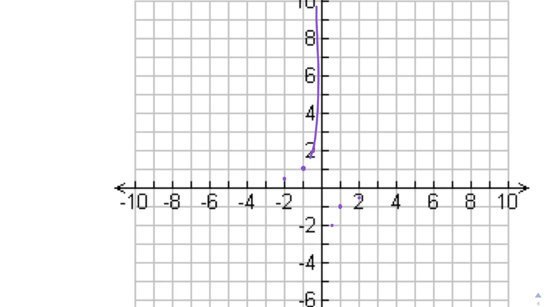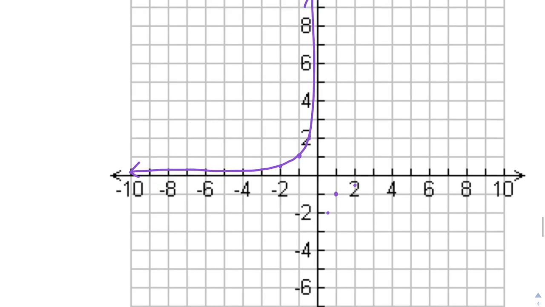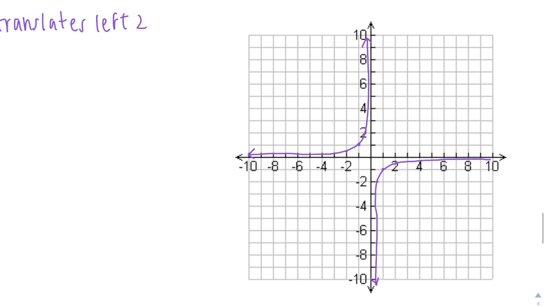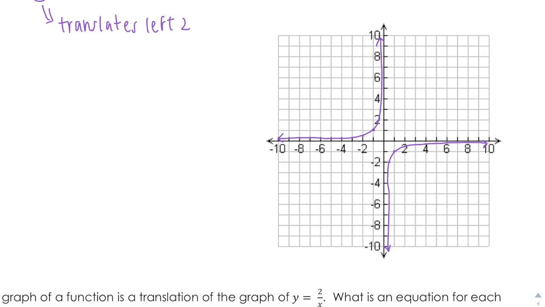I don't need to have a million points. Just a couple gives me a good idea. Remember, asymptote means it gets really close, and sometimes my graphs will kind of curve a little bit, but just know in theory it's getting closer and closer and closer, but not actually touching, which is hard to sketch out on a graph. So I have my vertical asymptote is the y-axis. My horizontal asymptote is the x-axis.